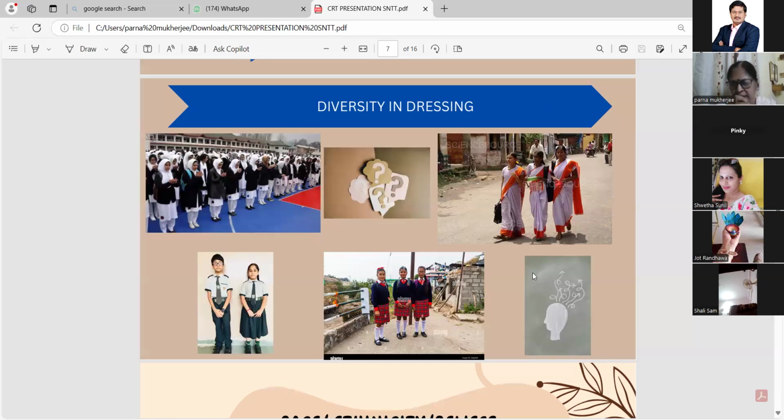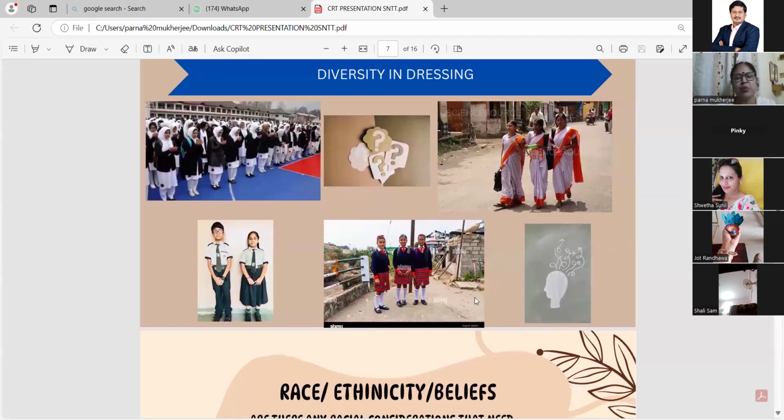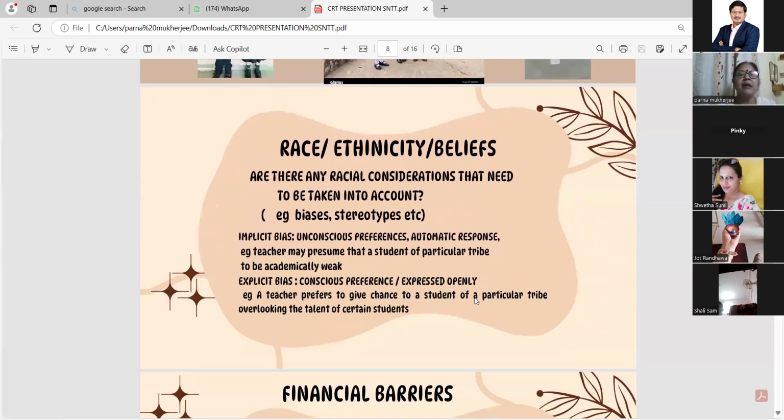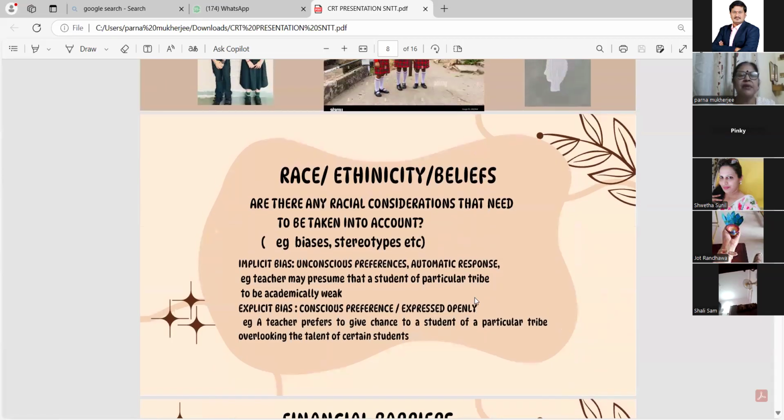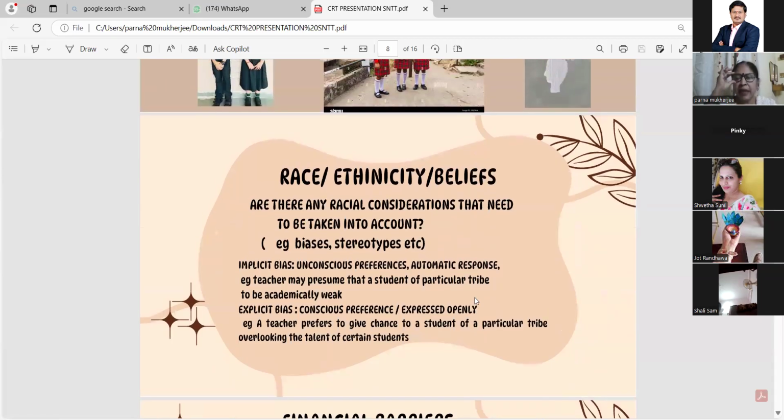So these are the reasons that NEP feels that one needs to culturally adapt to culturally responsible teaching. Now let's move on to the next one. Now, India is a diverse country, we agree. But in India, within a religion also, there are races, there are ethnicity differences, and there are belief differences.